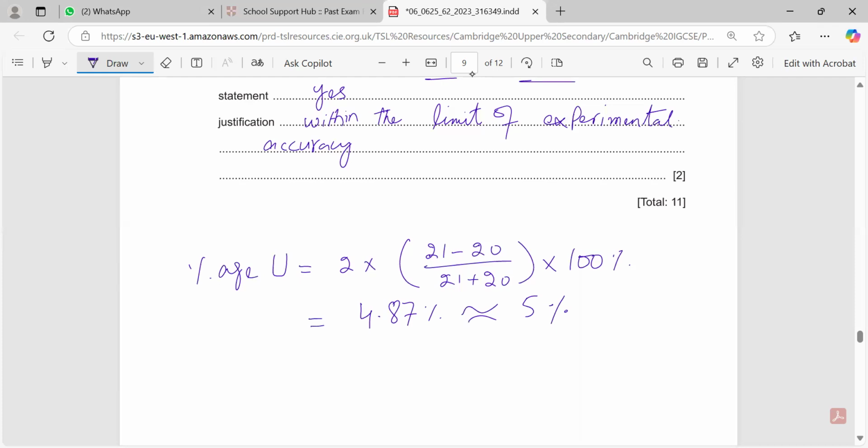So the statement is always yes or no, and if it is yes, write within the limit of experimental accuracy. If it is no, meaning the error was 14%, 15%, so more than 10%, then the statement will be no and the justification is outside the limit of experimental accuracy. So in this way we can proceed with this experiment, and if there is any question, please feel free, you people can ask me now.